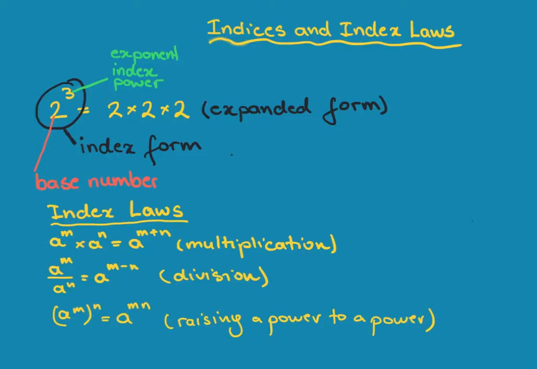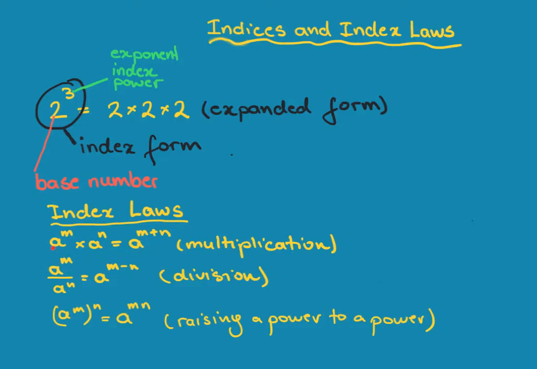So 2 to the power of 3 can be expanded and written in the form 2 times 2 times 2. Even though this is not that long, some numbers are much larger, so it is very convenient to write in index form. So here we have some index laws. The first one that we usually put is the multiplication one.